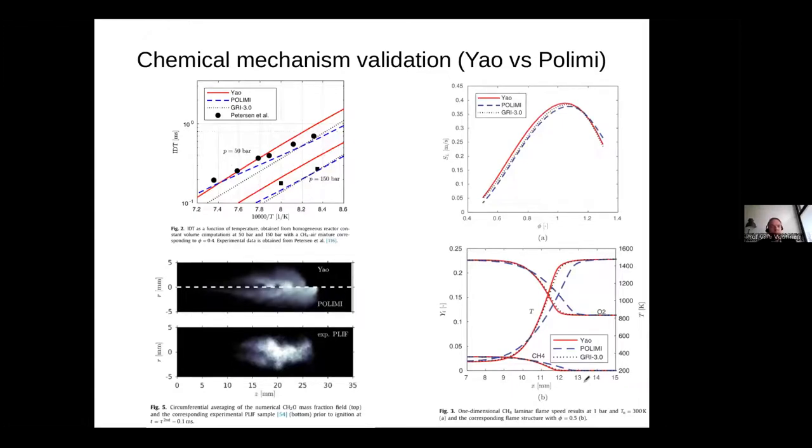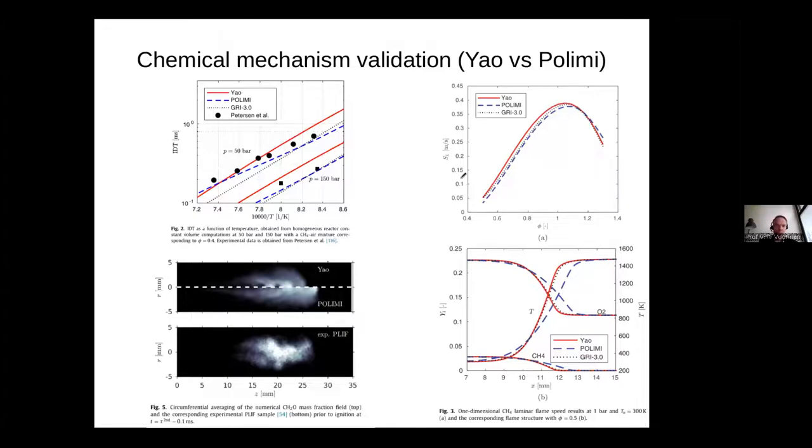First of all, some chemical mechanism validation. We typically don't have validation data for dual fuel combustion. So what you can do is take an n-dodecane mechanism and say that, okay, I want to validate it in single fuel methane and single fuel n-dodecane combustion. And then we use it in a dual fuel setup, assuming that it then works. So some validation studies on flame speed and ignition delay times and so on.